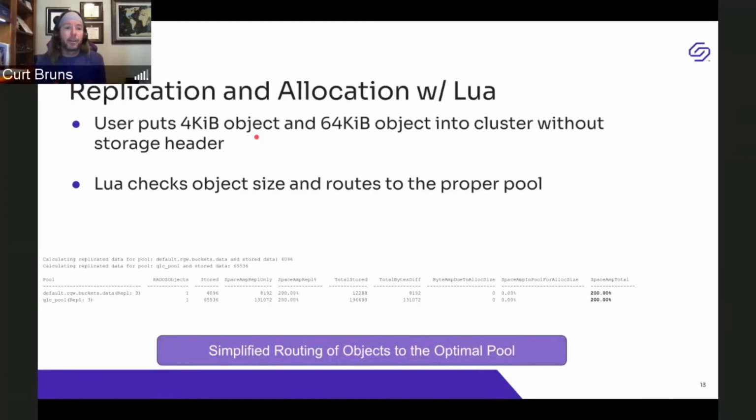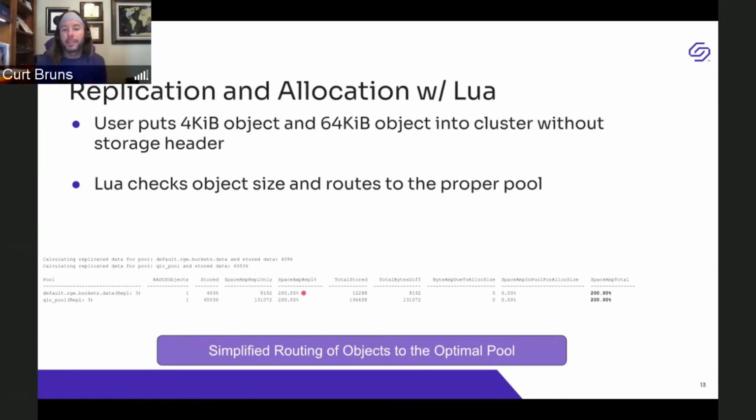And so finally, once we've done that, we go back to our example of a user putting a 4K object and a 64K object. This time, they don't have a storage header attached to it. Just showing that the RADOS Gateway Lua script is working, checking the object size and routing it to the proper pool. When we come down here, we see we do have a 4K object stored in our default, which was built on a TLC pool.